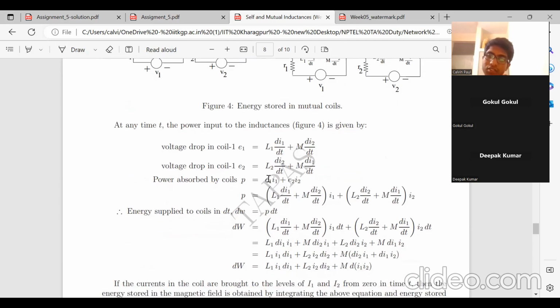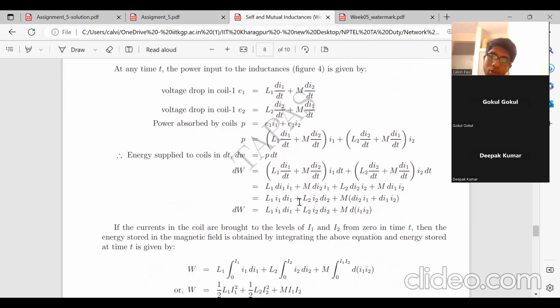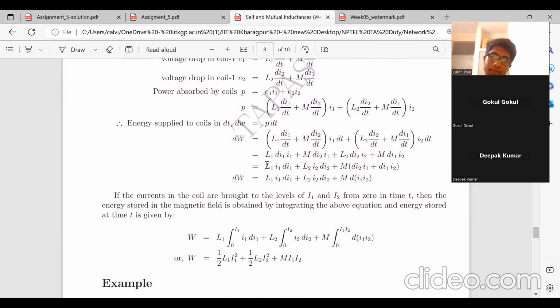Now, the power absorbed by the coils is just the voltage drop into the current. Alright. Now, the energy supplied to the coil in time dt is dW equal to power into dt. So, this is the work done, dW. Incremental work done for an incremental period of time dt. What they do, this dt and dt get cancelled. So it comes out to be L1 di1 I1 plus M di2 I1 plus L2 di2 I2 plus M di1 I2. So they write it as L1 I1 di1 plus L2 I2 di2 plus M into (I1 di2 plus I2 di1). That you can write in the compact form as M into d(I1 I2). So when there's a product term and we take the derivative, it comes in this format. So we have just gone in the opposite direction. Alright. So this is the incremental work.